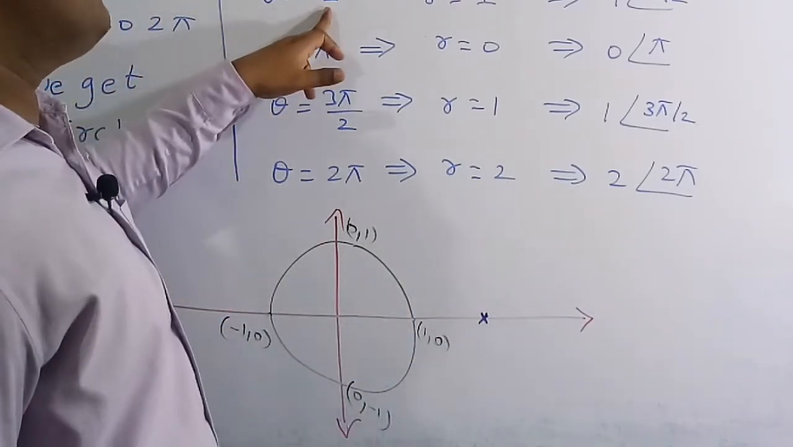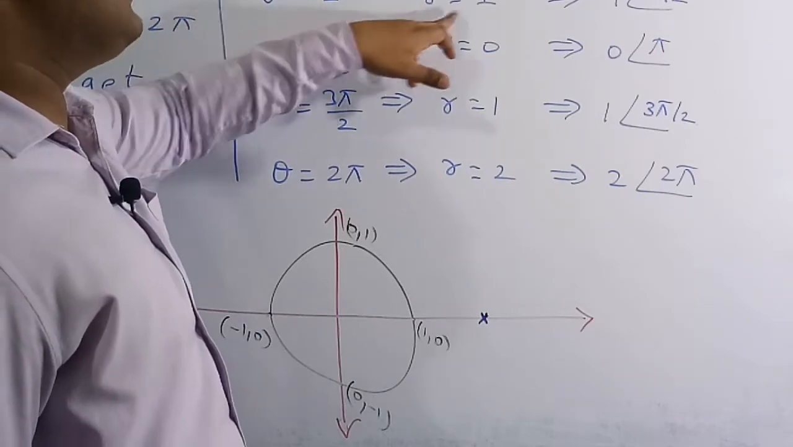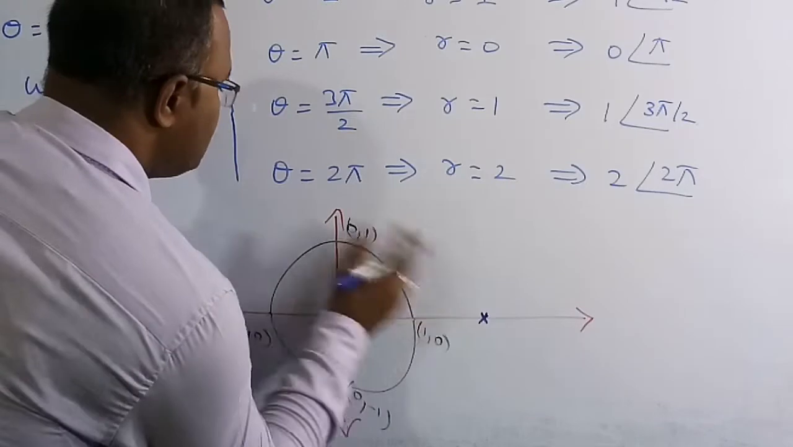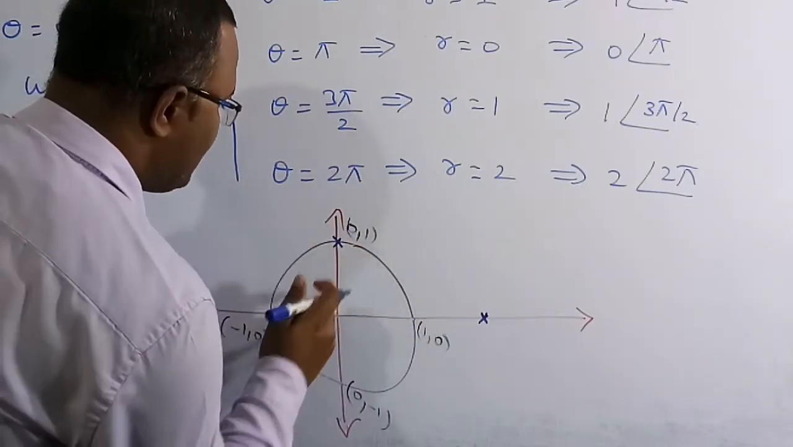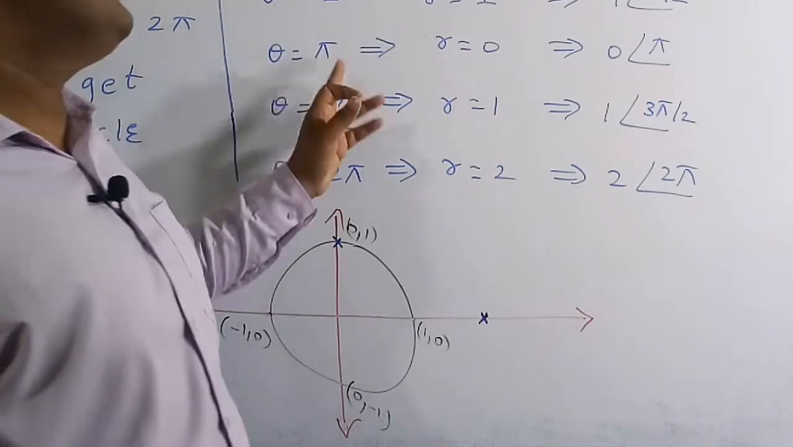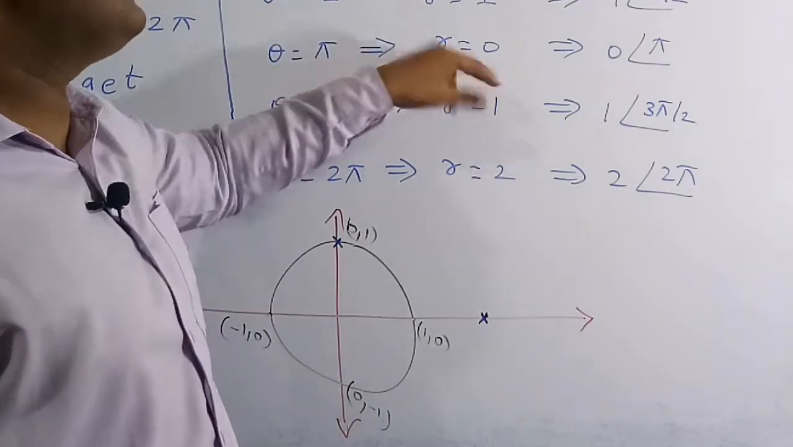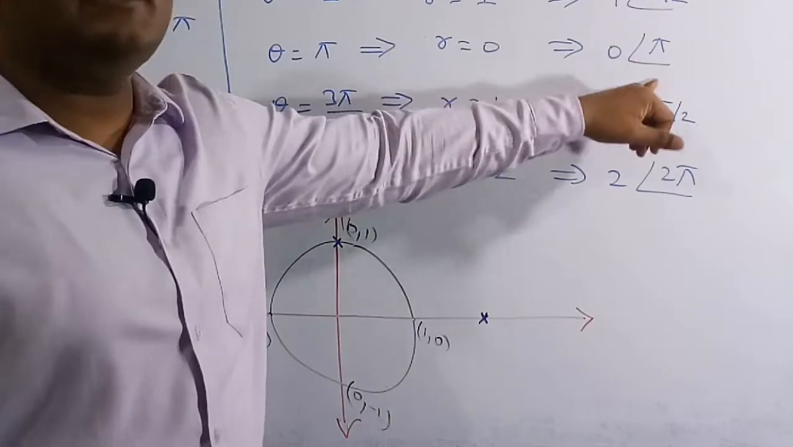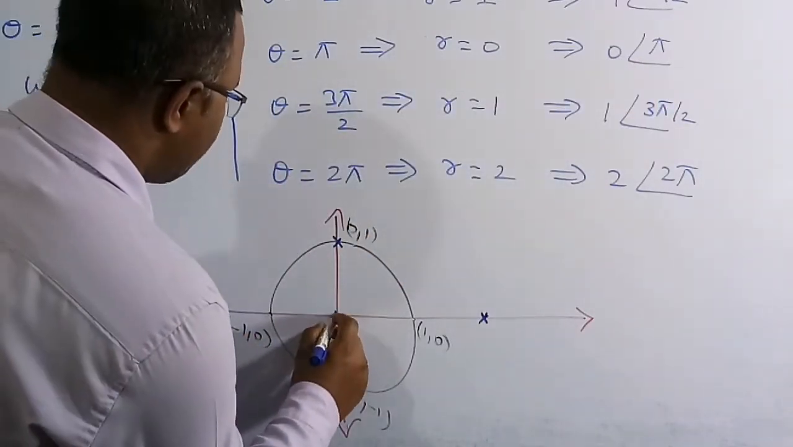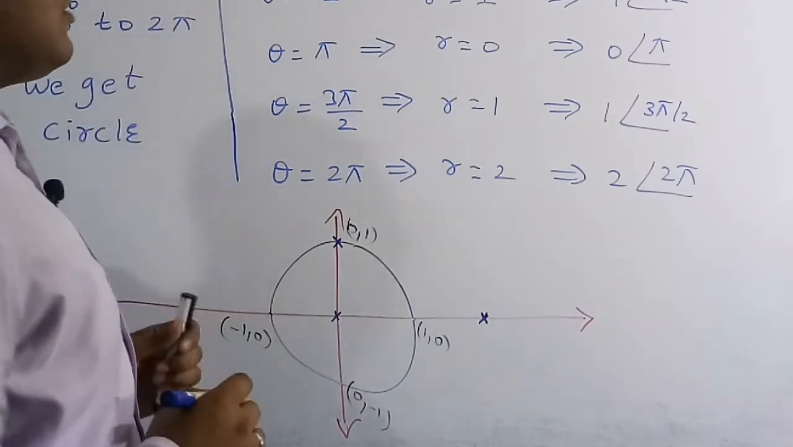And here, when theta is equal to pi by 2, if you substitute, we are going to get r is equal to 1, meaning 1 at an angle of pi by 2. So the length is 1 and the angle is pi by 2. Similarly, if theta is equal to pi, we are going to get r is equal to 0, meaning 0 at an angle of pi. If you increase the value of the angle, finally r is equal to 0, so this point you are going to get.